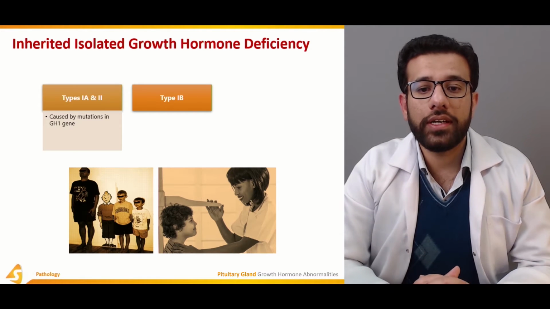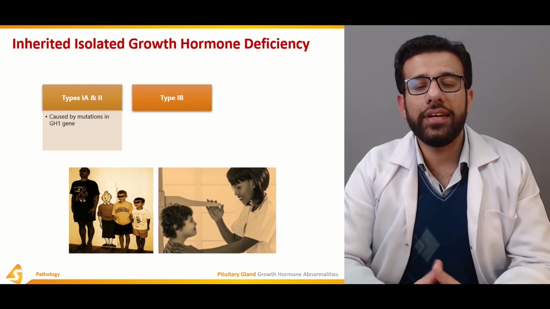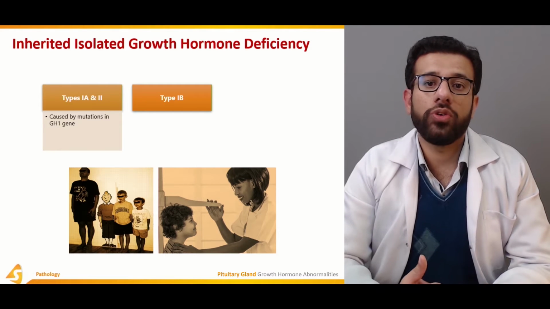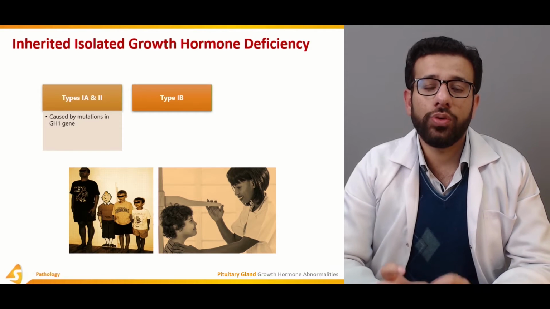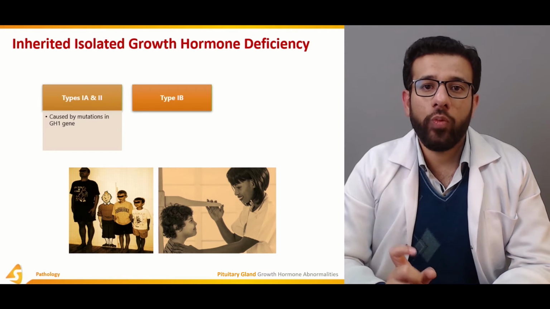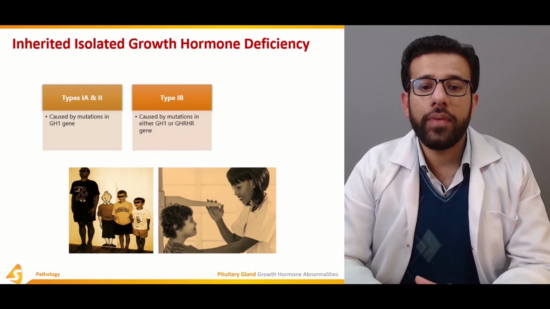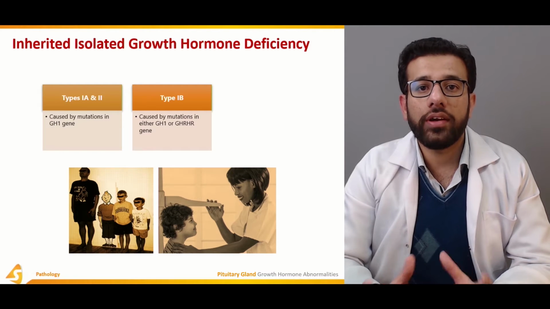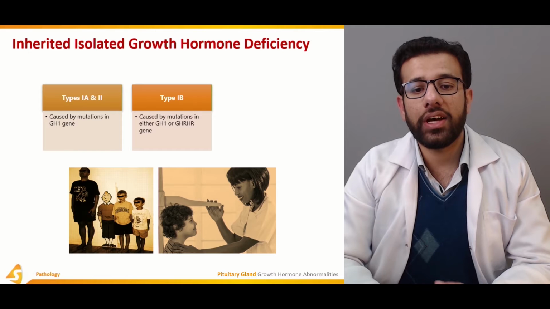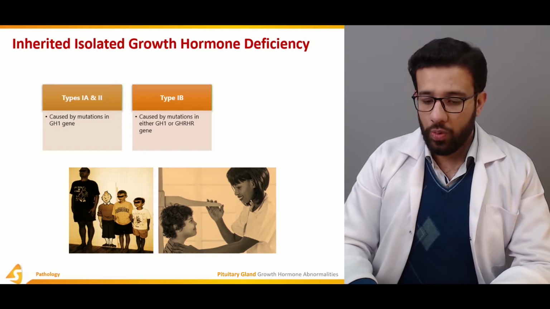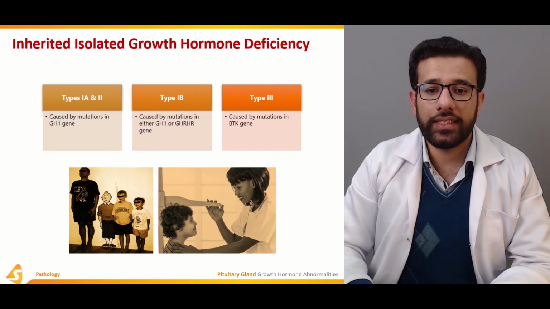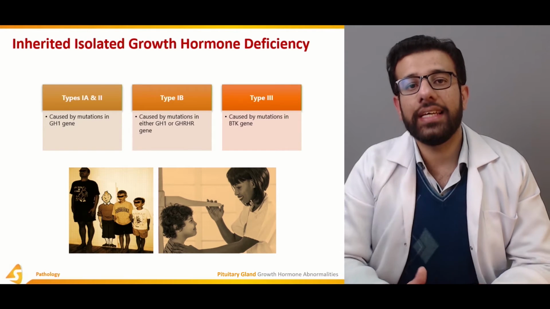So in the inherited isolated growth hormone deficiency, there are basically three types. Type 1A and type 2 are caused by mutation in the growth hormone 1 gene. So the faulty gene in type 1A and type 2 is the growth hormone 1 gene. In type 1B, the growth hormone releasing hormone receptor, denoted by the GHRHR gene, is affected. While in the other type, type 3 of the inherited isolated growth hormone deficiency, the BTK gene is defective.